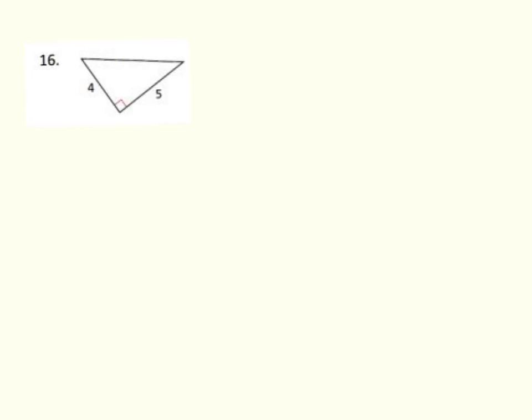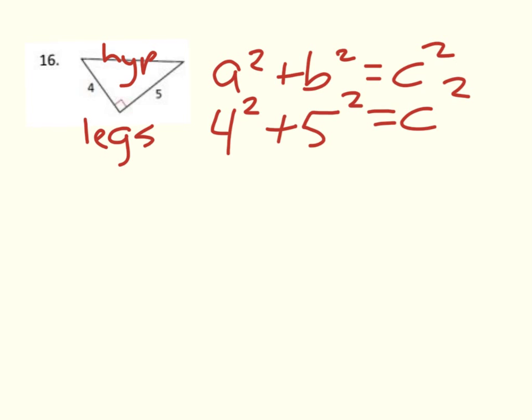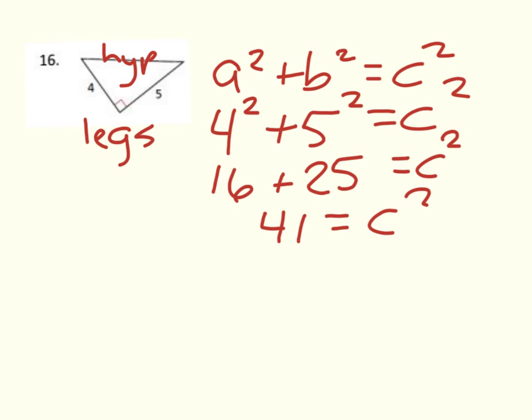Okay, so here we need to find the missing side of our triangle. It is the hypotenuse, which means that 4 and 5 are the legs, and the hypotenuse is the part that I'm missing. So with a squared plus b squared equals c squared, 4 and 5 are going to go in for a and b. So I'm going to have 4 squared plus 5 squared equals c squared. 4 squared is 16. 5 squared is 25. That equals c squared. 16 plus 25 equals 41. That equals c squared. And then I need to take the square root, and I get the square root of 41 is equal to c.